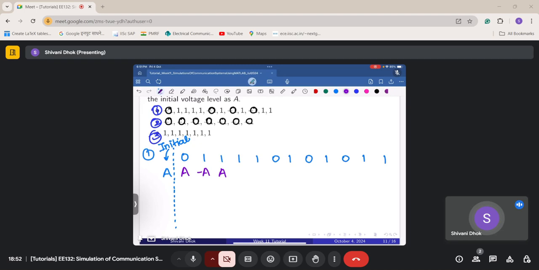Now again I am seeing a 1, so I'll change the phase. Now again I am seeing a 1, A. Now I'm seeing a 0, so it will remain as it is. Then I'm seeing a 1, I'll have a phase change. I'm seeing a 0, it will remain as it is. Then I see a 1, I'll change the phase. I see a 0, I'll keep it as it is. I see a 1, I'll change the phase. Again I see a 1, I'll change the phase to minus A. So this is for the first one.